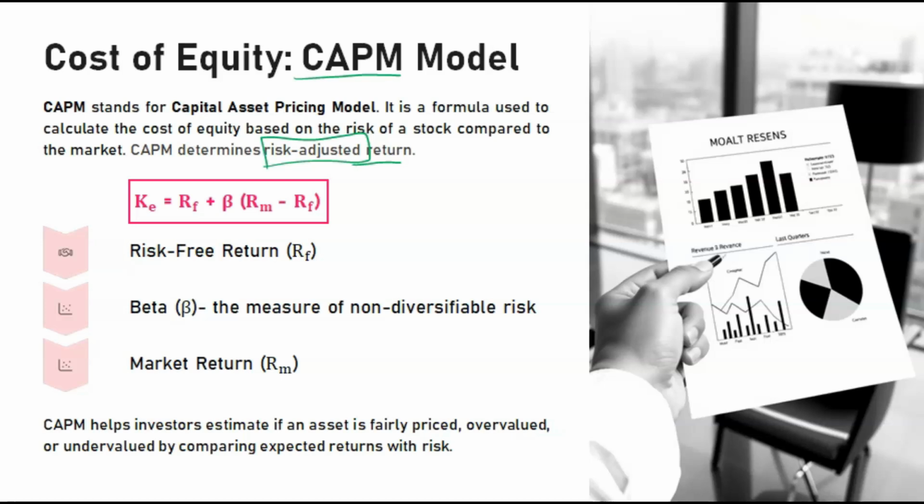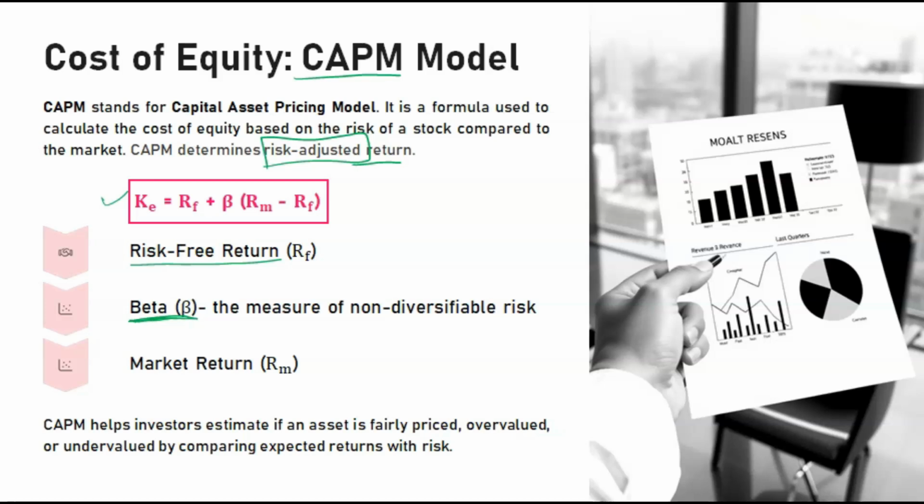So how do we calculate this cost of equity using the CAPM model? The formula is KE equals RF plus beta times (RM minus RF). Here KE, as you already know, means cost of equity, K cost, E equity, cost of equity capital or cost of equity shares, which we need to calculate using the CAPM model. RF means risk free return, which will be given in the question. Then B is beta.